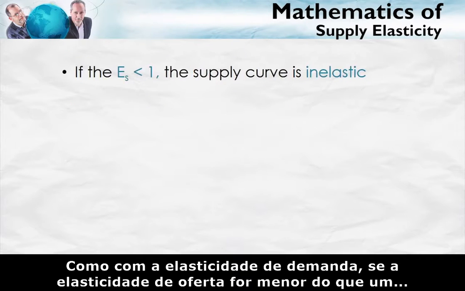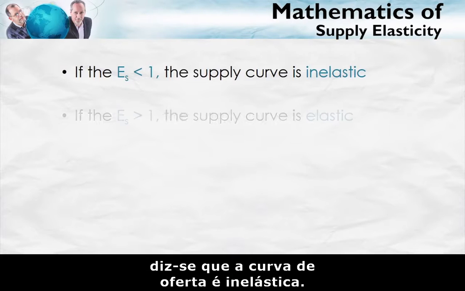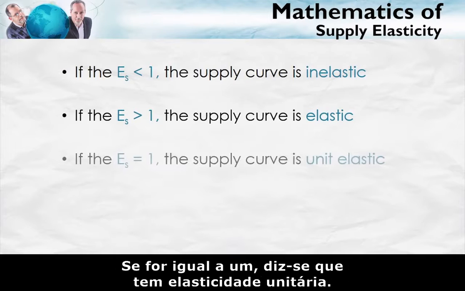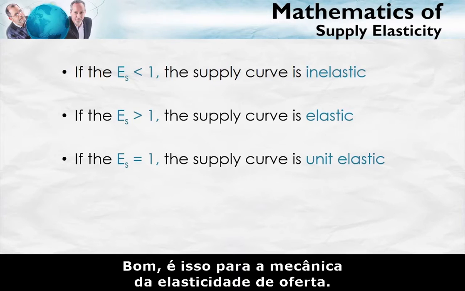As with the elasticity of demand, if the elasticity of supply is less than 1, the supply curve is said to be inelastic. If it's greater than 1, the supply curve is said to be elastic. If it's equal to 1, it's said to be unit elastic. Okay, that's it for the mechanics of the elasticity of supply.